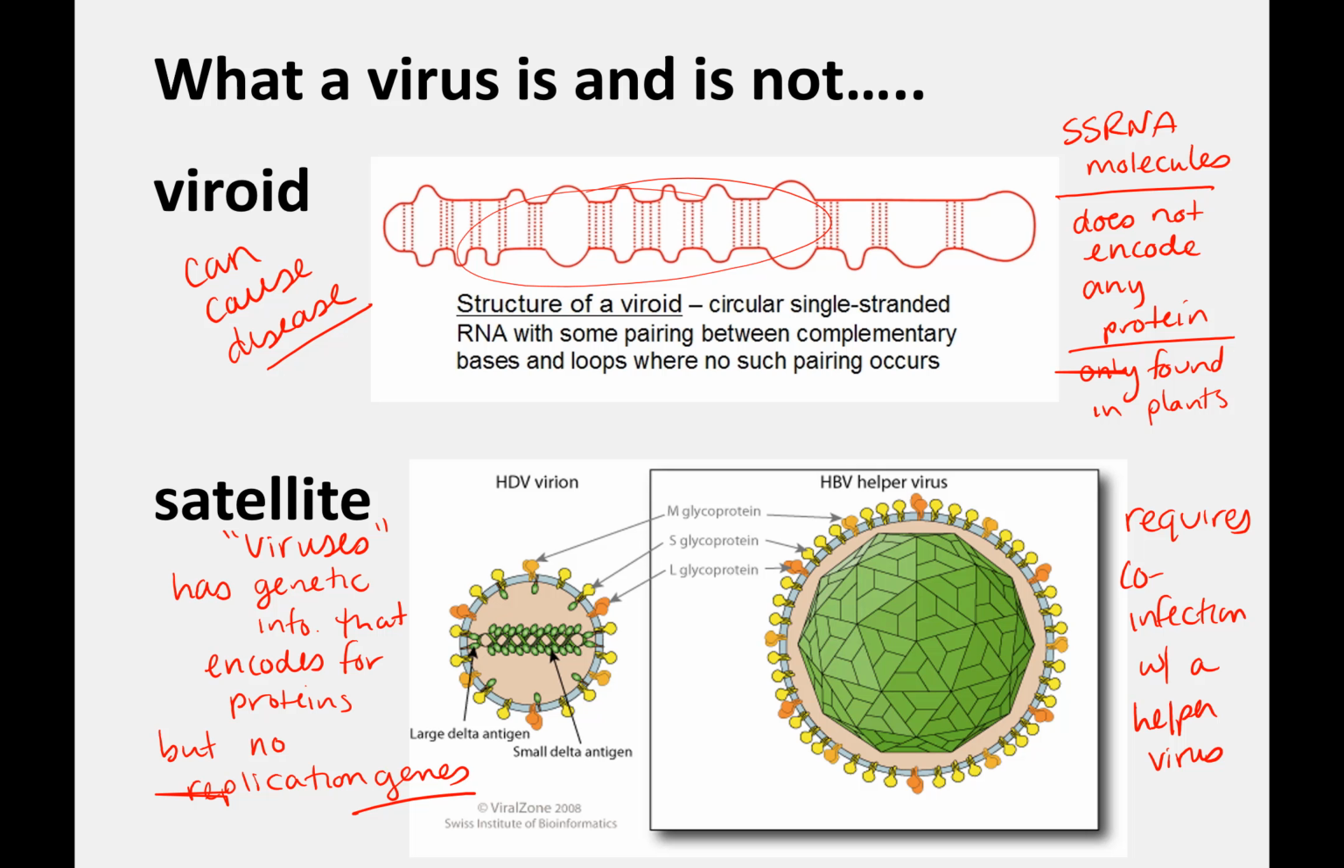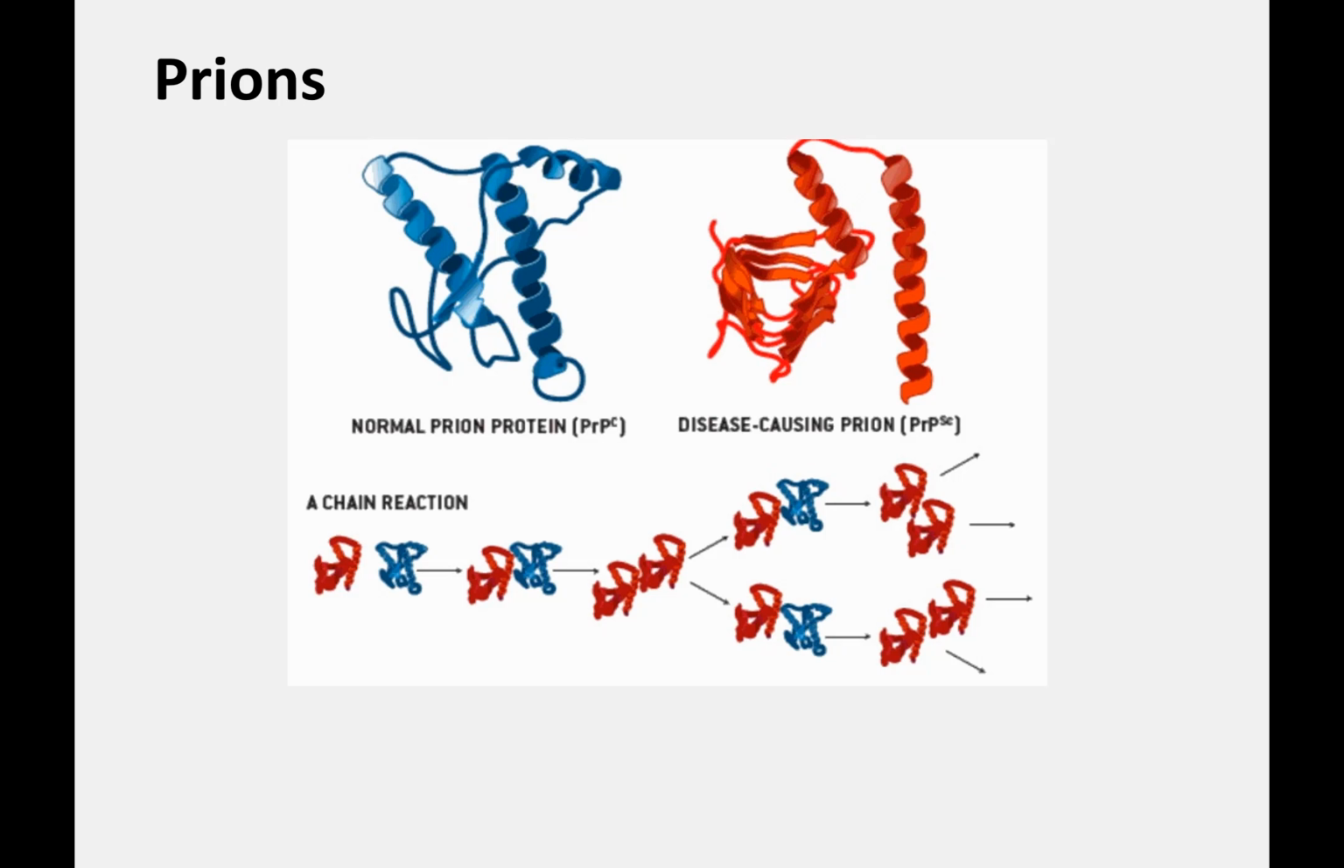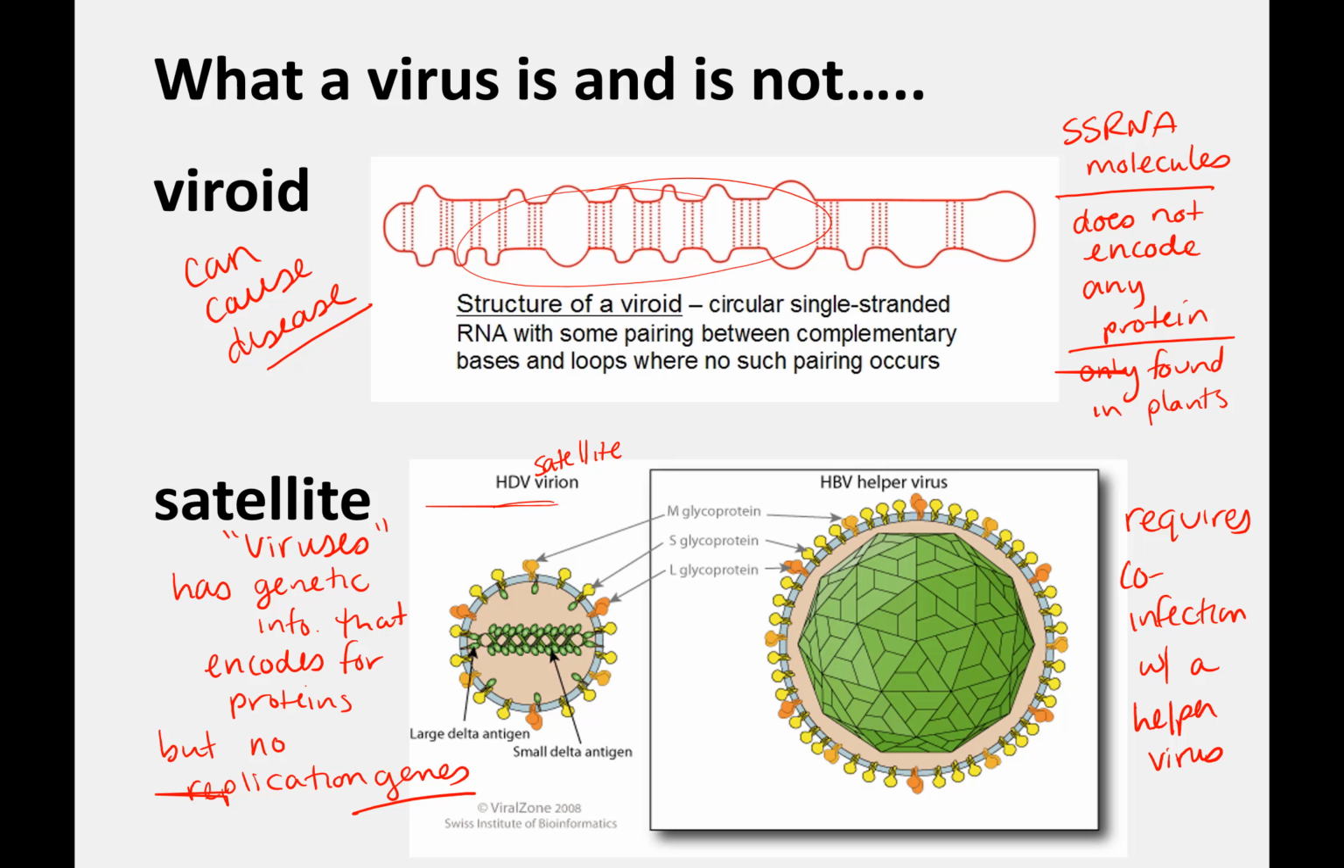Hepatitis D or Delta virus is a satellite, and it actually enhances hepatitis B virus disease. But hepatitis delta infecting a cell on its own doesn't do anything because it can't replicate. So it has to co-infect a cell with a helper virus. So it's not technically an autonomous virus that can replicate on its own in a host cell.